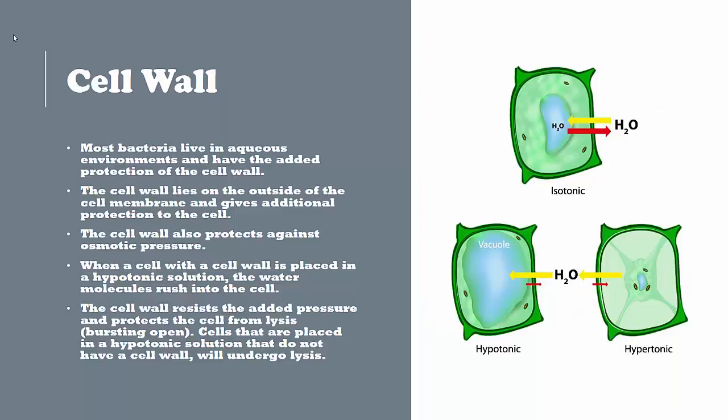Most bacteria live in aqueous environments and have the added protection of the cell wall. The cell wall lies on the outside of the cell membrane and gives additional protection. The cell wall protects from osmotic pressure. When a cell is placed in a hypotonic solution, the water molecules rush into the cell, but the cell wall resists that added pressure, protecting the cell from lysis or bursting open. Cells that are placed in a hypotonic solution that do not have a cell wall undergo lysis and die.